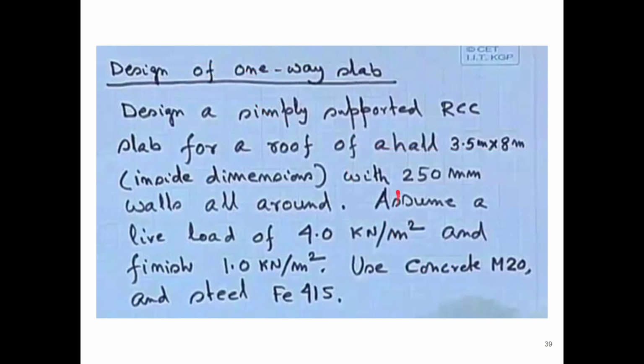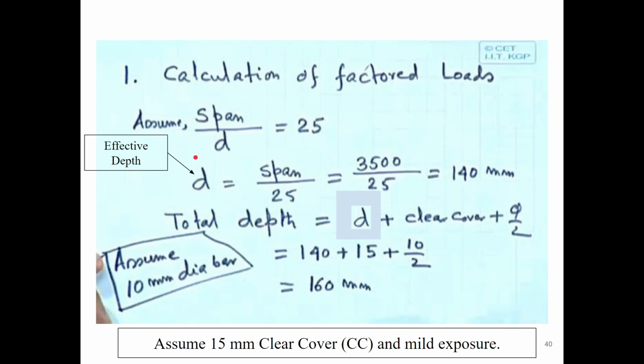With 250 millimeter walls all around, assume a live load of 4 kilonewton per meter square and a finish load of 1 kilonewton per meter square. Use concrete M20 and steel Fe 415. So these are the cases we need to consider. For this calculation, first we need to calculate the factored loads.